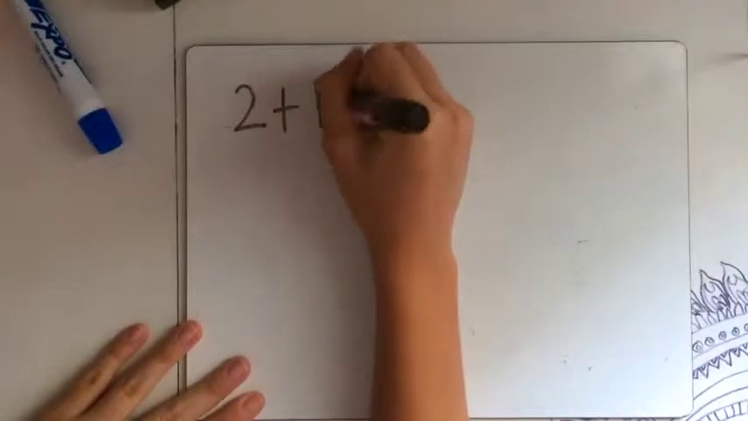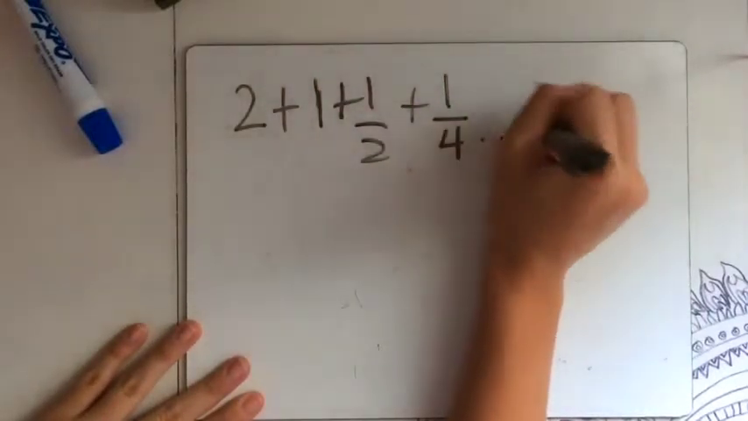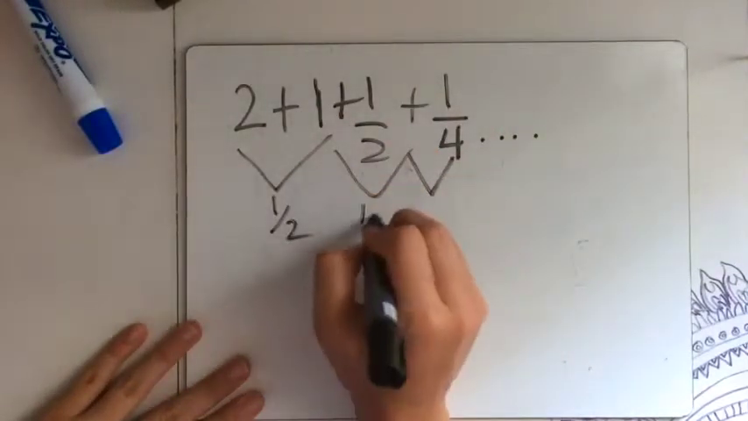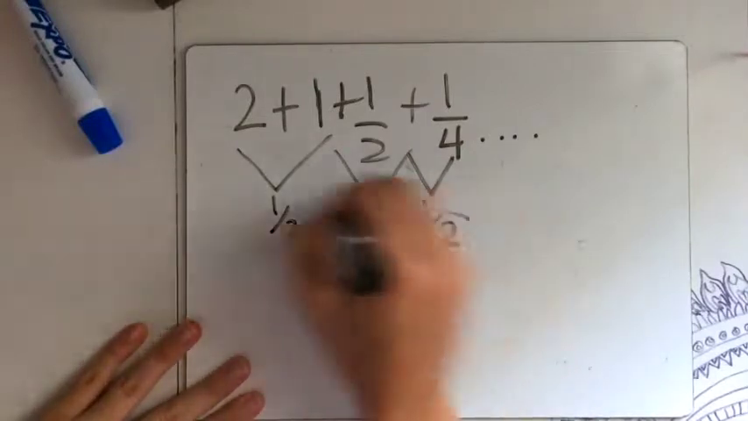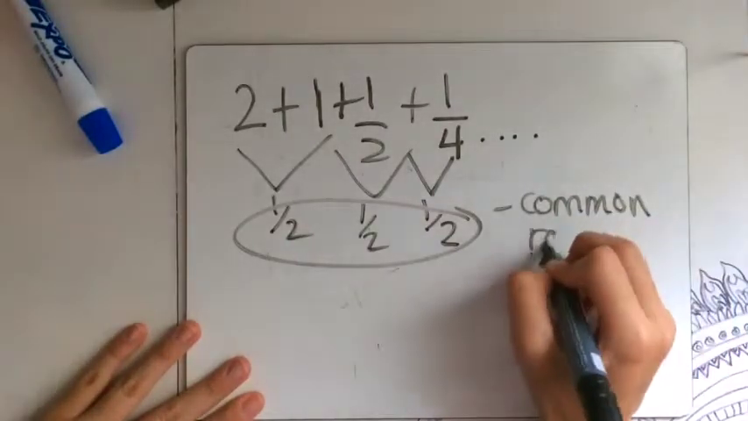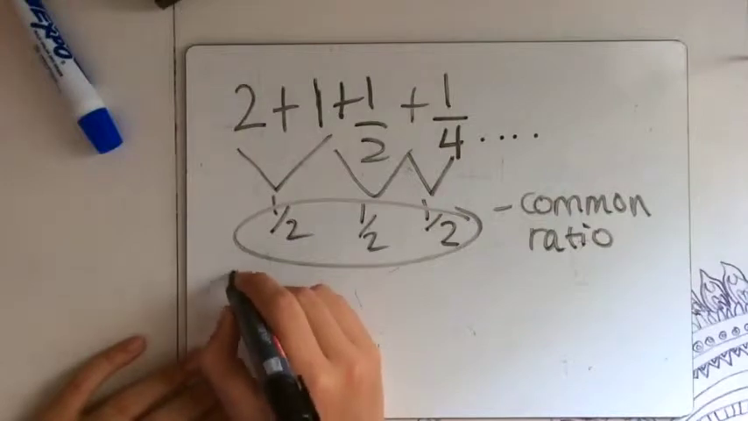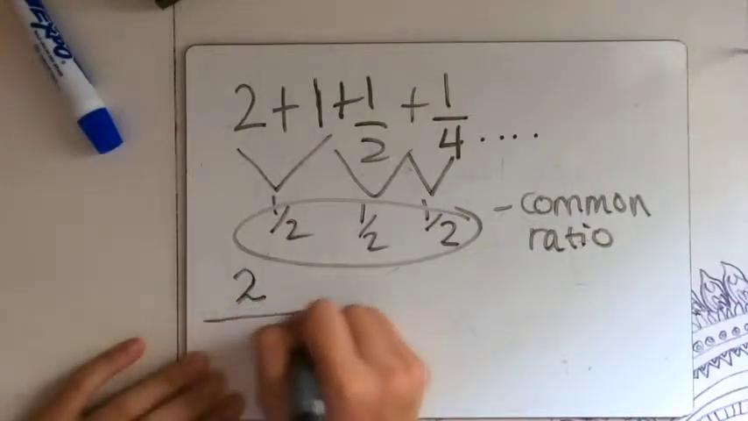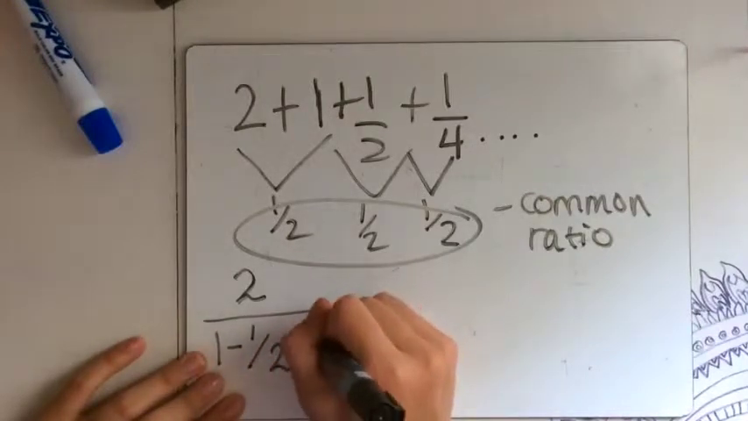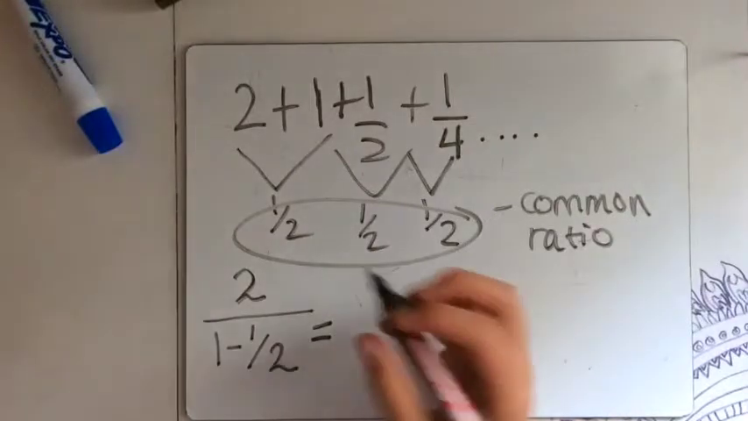Okay, so the next step is to evaluate each geometric series. The first problem we're going to do is 2 plus 1 plus 1/2 plus 1/4 and so on. For the first step, we need to find the common ratio, which in this case is 1/2. Then you need to use the formula. a1 in this case will be 2 divided by 1 minus 1/2, and that will give you 4, which is the answer.